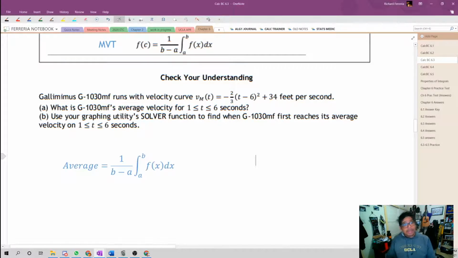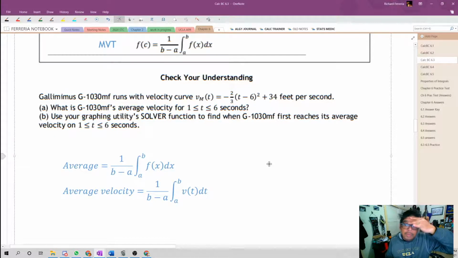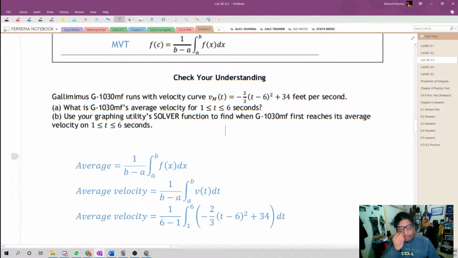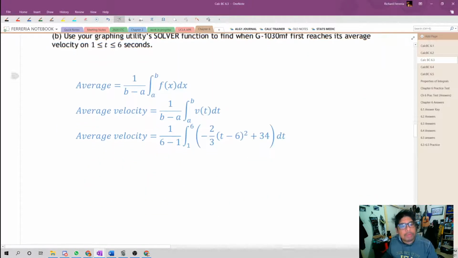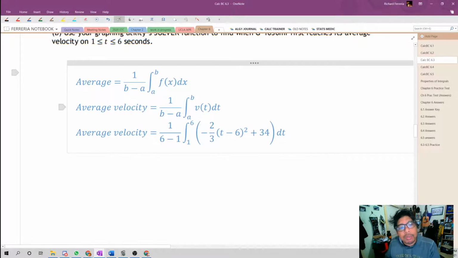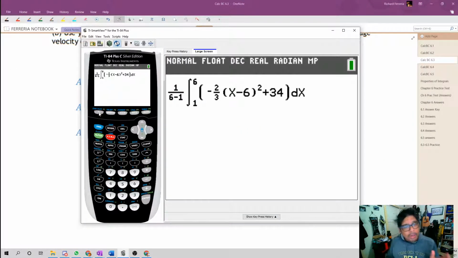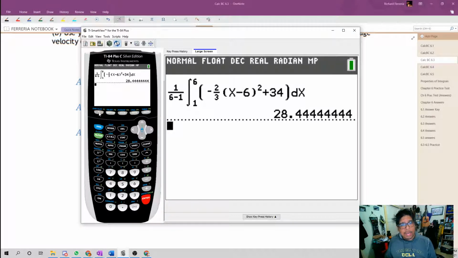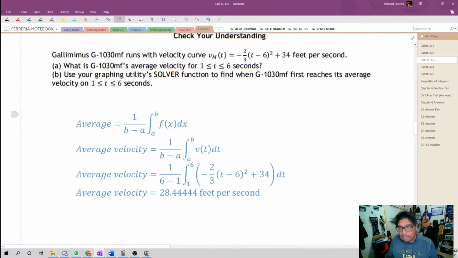So the average of anything is 1 over b minus a multiplied by the integral from a to b of f of x, which makes average velocity 1 over b minus a times the integral of velocity. Substituting the velocity function, we get 1 over 6 minus 1, integral from 1 to 6 of the velocity function. Grab your calculator and put the function into the integral, and you get 28.444. And you write down average velocity is 28.444 feet per second.